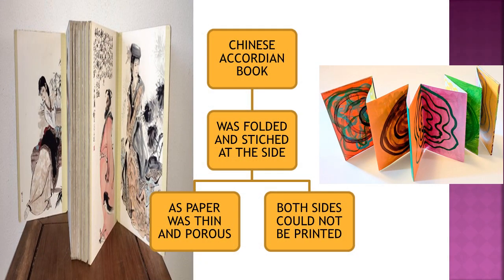So children, initially the books that came up in China through woodblock printing technique were called accordion books. The speciality of these books was that printing was done only on one side. The other side of the paper was left blank. It was because the old paper was thin and porous. That means if printing is done on one side, the impression would come on the other side as well. So can you see this black arrow? At this side, the book was stitched and the other side you could see.